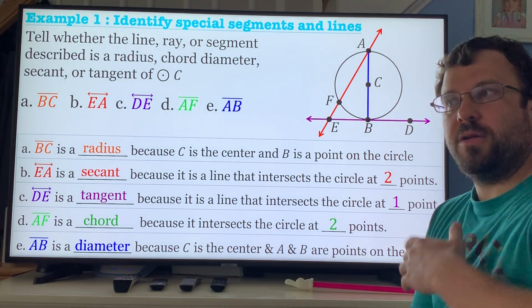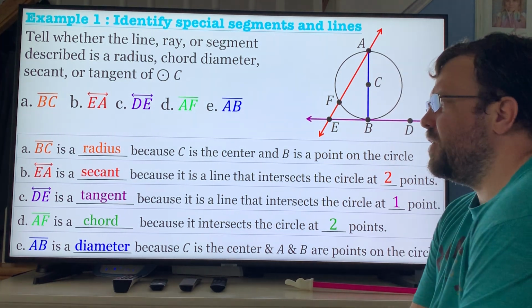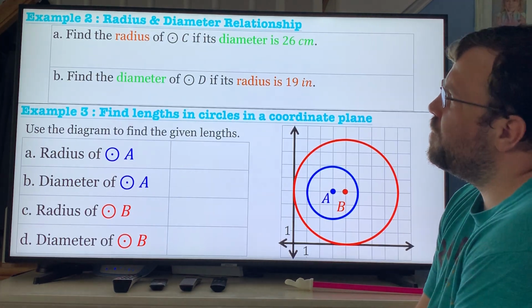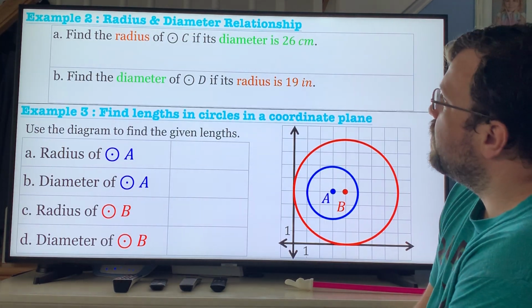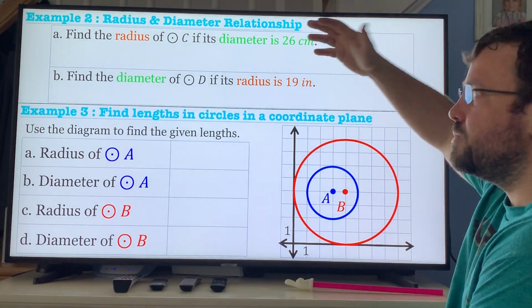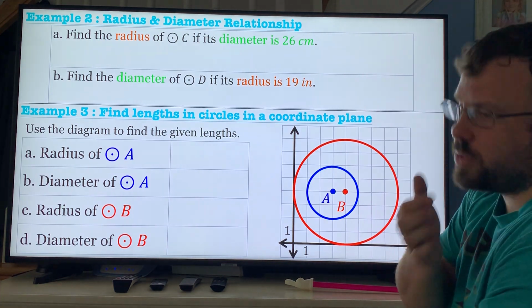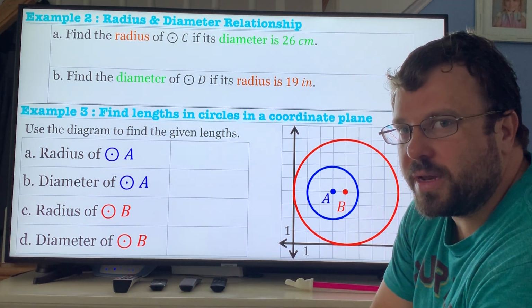All right, so hopefully you got all these and you understand the vocabulary involved. All right, that's very difficult. Now we're going to move on a little bit. We're going to find the radius. Let's see if you remember things from last lessons. Find the radius of circle C if its diameter is 26. So can you find the radius?